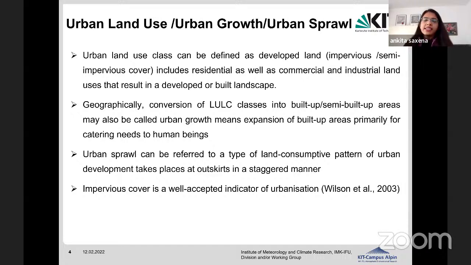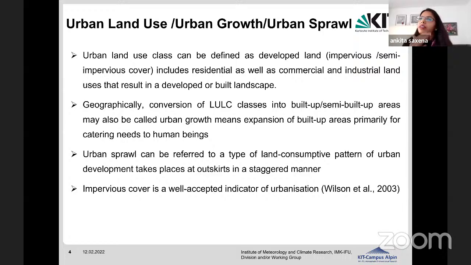Urban growth is the existing structure somehow increasing, maybe vertically or expanding horizontally. It is known as urban growth. And urban sprawl usually takes place at the outskirts of a city in a staggered manner. However, sometimes we can use these terms synonymously. And impervious cover is a well accepted indicator of urbanization. So if impervious cover is increasing, then we can relate it with increased urbanization.